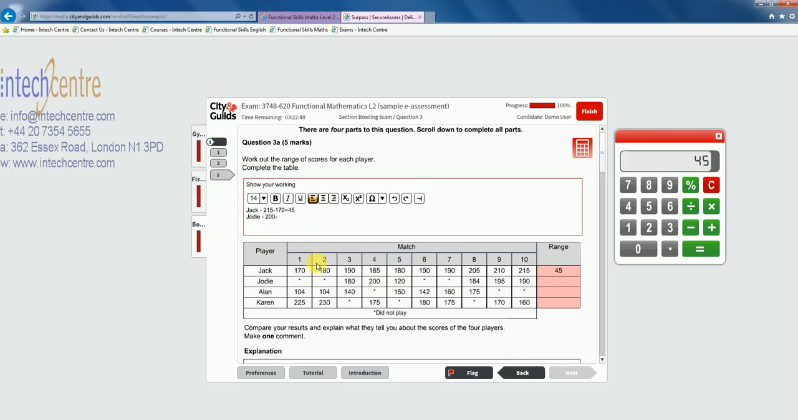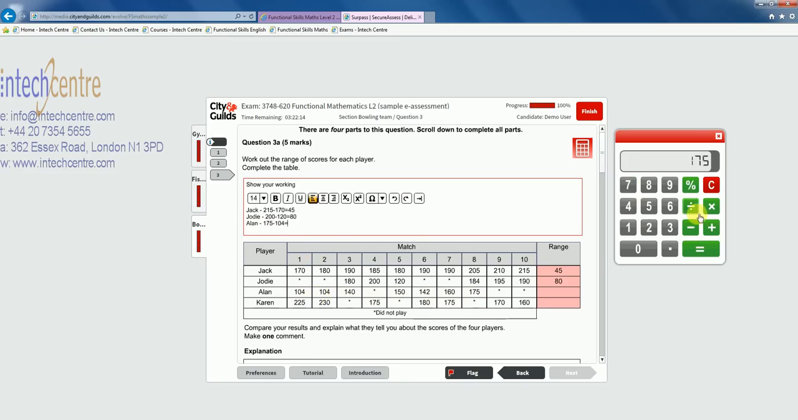Make sure you take the time to actually look at the highest and lowest value so you don't miss anything, because you don't want to get a calculation error just for looking at the wrong information. So we have 200 minus 120 is 80. Alan. So I'm going to make sure I put it in here. Okay. So for Alan, the highest value that we have is 175, and the lowest value that we have is 104.